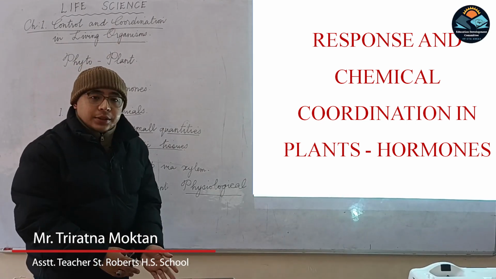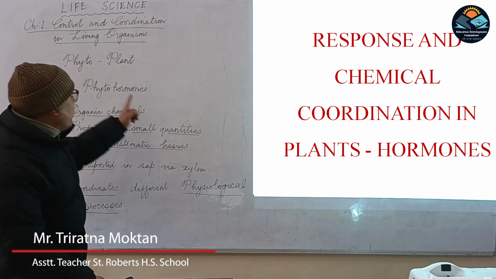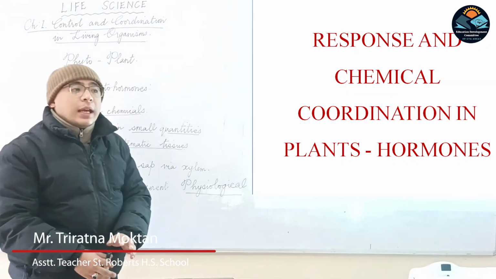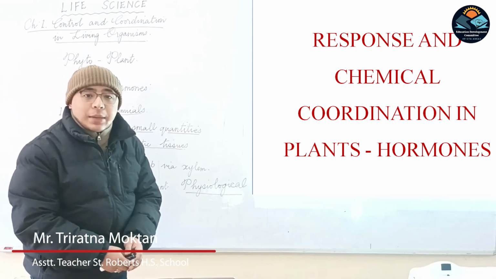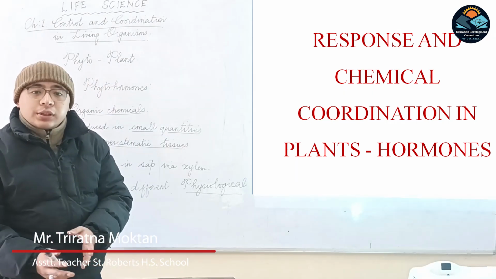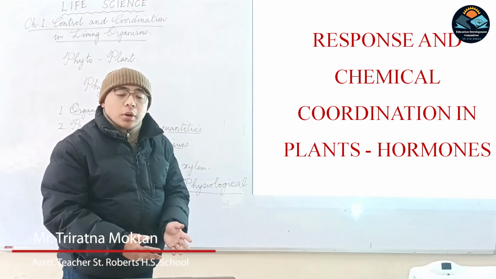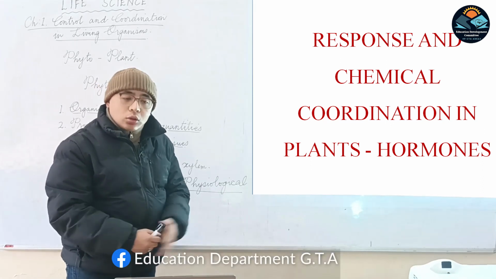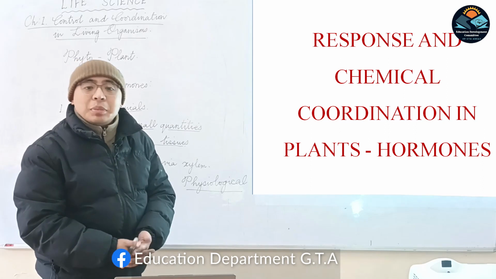In the first lesson, we started chapter 1, which was control and coordination in living organisms, and we discussed the first part of the chapter where we talked about stimulus and response. We've talked about how different plants respond in the form of movement, and we have also talked about the different types of movements in plants.